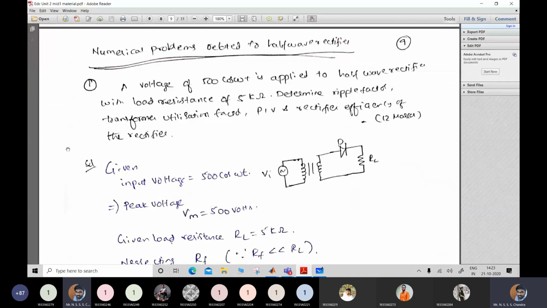Okay, next we have some questions related to the half-wave rectifier. These are the model questions. These may or may not come for you. So these are the model questions. Can you read out this question? Somebody can read out for me. Please read out for me.